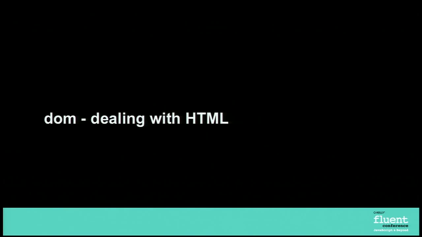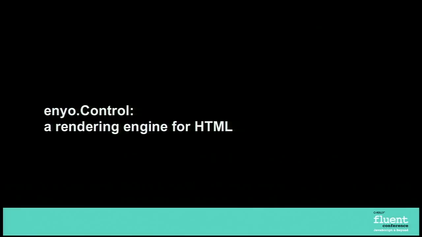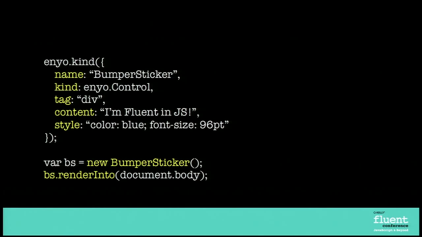This is how we deal with HTML. The key thing here is enyo.Control. A control is a component that actually results in some sort of HTML being rendered onto the page. So here's an example of this. I'm creating a control which is going to render out a div tag, and I'm calling it BumperSticker. The content of it, which is what's going to go inside the div tag, is "I'm fluent in JavaScript," which, unfortunately, we didn't print out those bumper stickers, but I really wish we had.